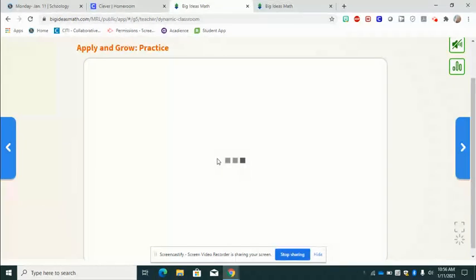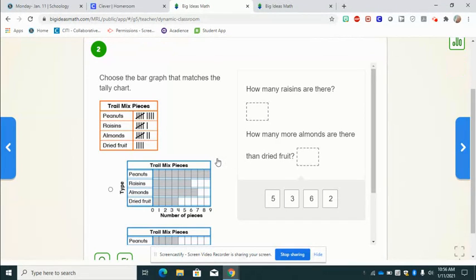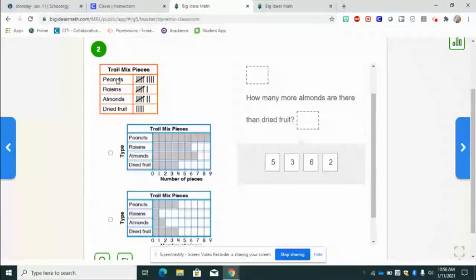Okay, now we're on page 639, and we're going to start with number 2. We're going to choose the bar graph that matches the tally chart. And this is trail mix pieces: peanuts, raisins, almonds, and dried fruit. So we're going to look at each snack and decide which bar graph matches the tally chart. So peanuts has 9, because I see 5 here, and then 6, 7, 8, 9. So we need to look for the one that has 9.